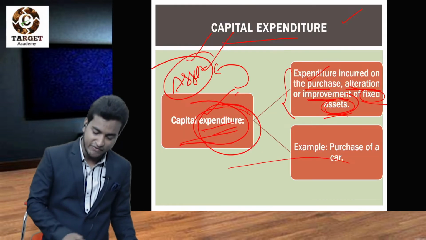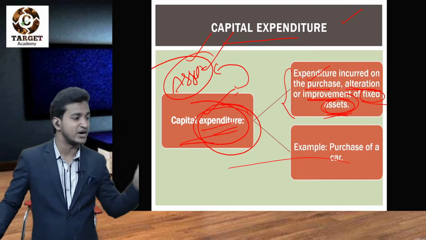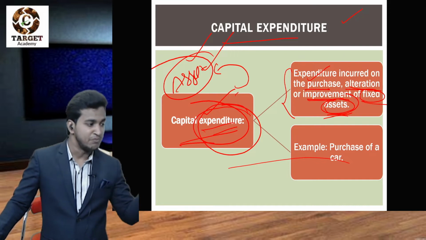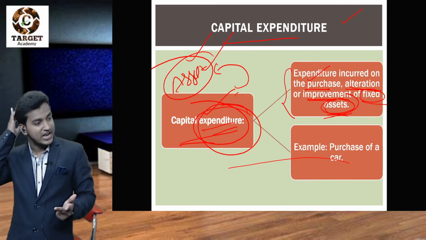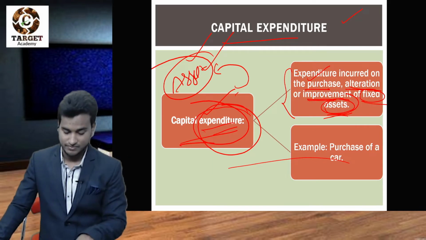Capital expenditure definition, if you see once, what is the meaning? Expenditure incurred on purchase of fixed asset, alteration of fixed asset, improvement of fixed asset. All these three expenditure are called capital expenditure, otherwise that is revenue expenditure.